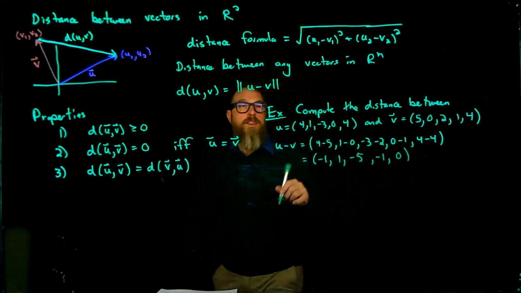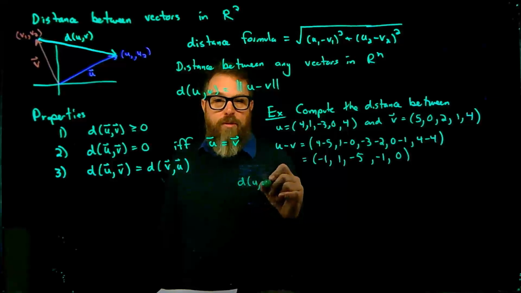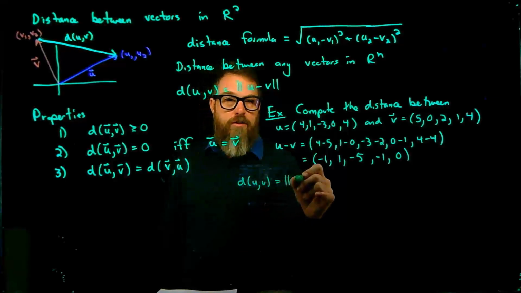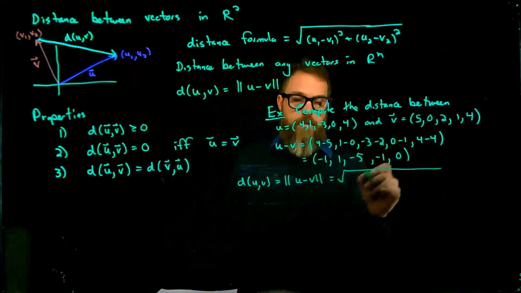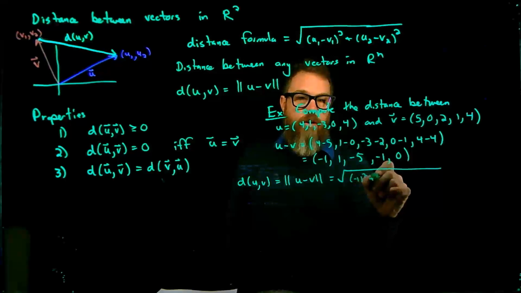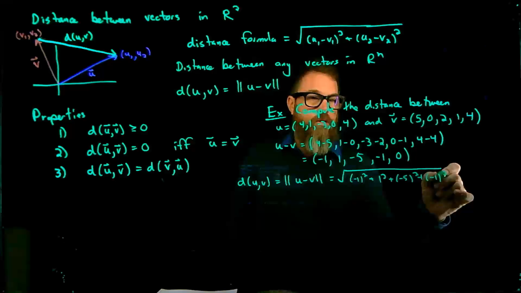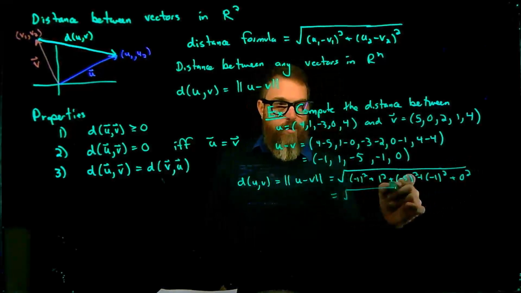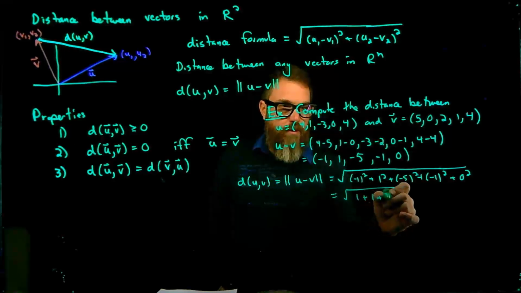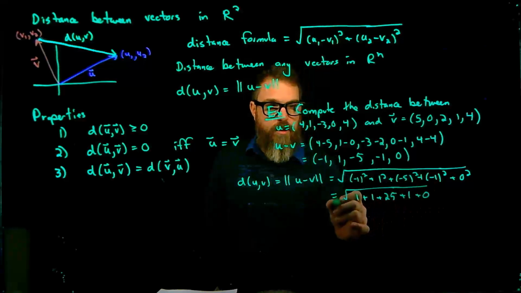So if I want to find the length of this vector, well, we know that the distance between u and v is going to be the magnitude of u minus v. So this is going to be the square root of the sum of the squares of these components. So negative 1 squared plus 1 squared plus 5 squared plus negative 1 squared plus 0 squared. And what we're going to get is the square root of 1 plus 1 plus 25 plus 1 plus 0. So this is going to be equal to the square root of 28.